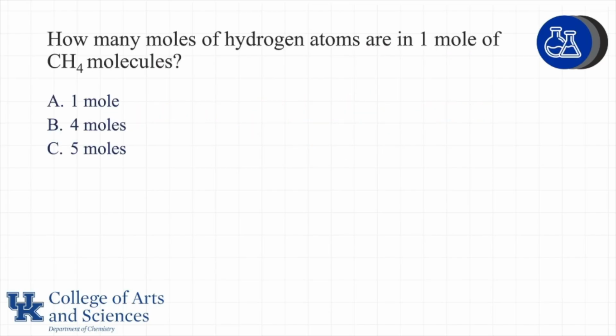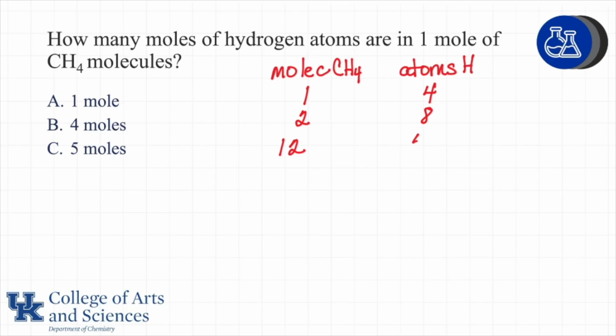How many moles of hydrogen atoms are in 1 mole of CH4 molecules? Let's break this down a little bit. We're going to have a column of molecules of CH4 and atoms of hydrogen. For every 1 molecule of CH4, we have 4 atoms of hydrogen. If we have 2 molecules, we have 8 atoms of hydrogen. If I have 12 molecules, I have 48 atoms of hydrogen.